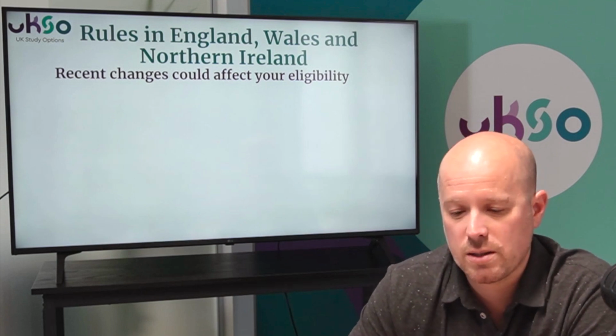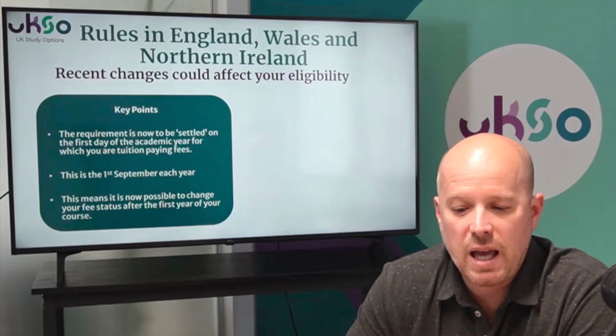Let's look though at the rules elsewhere in the UK. So now we are looking at England, Wales, or Northern Ireland. They each have their own separate rules, but the rules are the same in each of these regions. So it's the same rules that you need to meet in all of these. And in these regions, there have also been even more recent changes to the rules since 2023 that could affect your eligibility. So let's look at what that means if you're on a temporary visa and you want to apply to a university in England or one of these other regions.